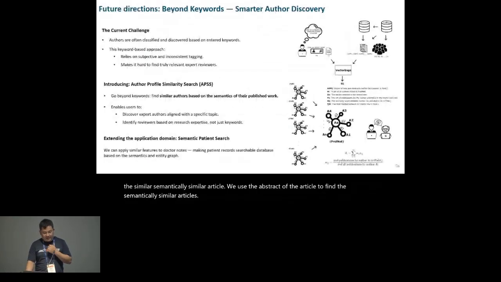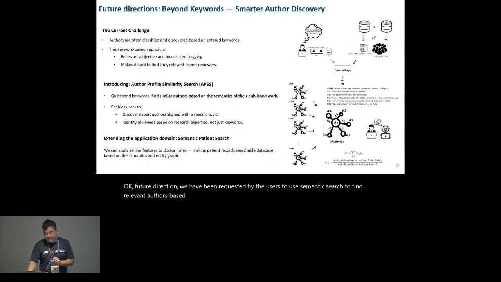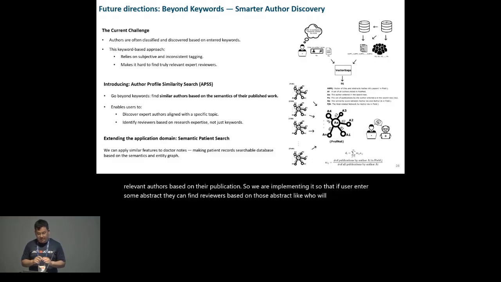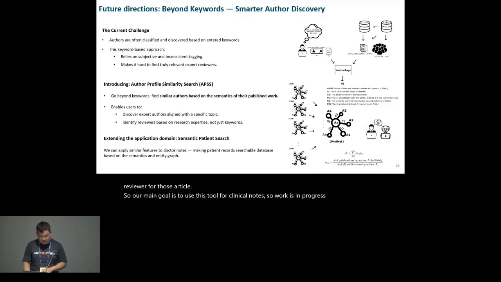Okay, future direction. We have been requested by the users to use semantic search to find relevant authors based on their publications. So we are implementing it so that if a user enters some abstract, they can find reviewers based on that abstract, like who would be the suitable reviewer for those articles. Our main goal is to use this tool for clinical notes. So work is in progress. Hopefully it will come in the future.